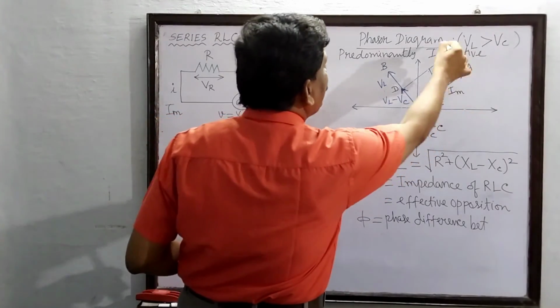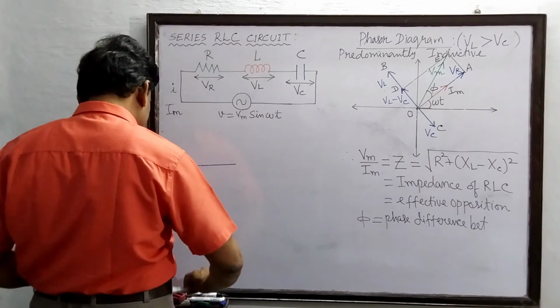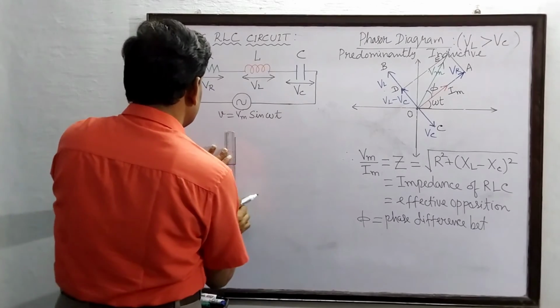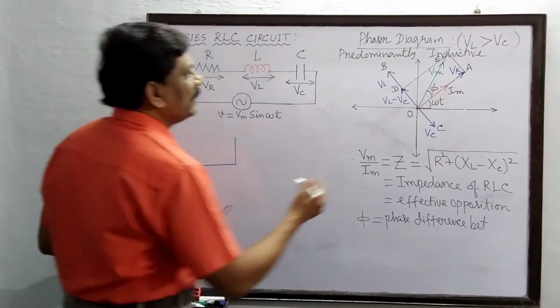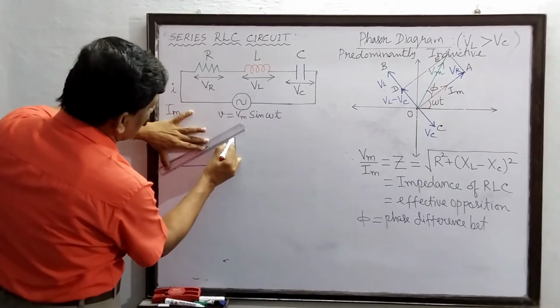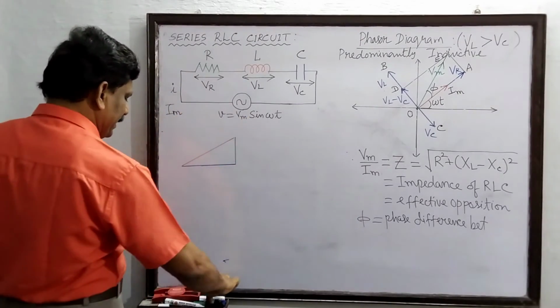Next one is AE. This portion AE I am representing like this. And the third portion is OE. So OE I am representing in a different color so that you can understand carefully. So this is a right angled triangle.